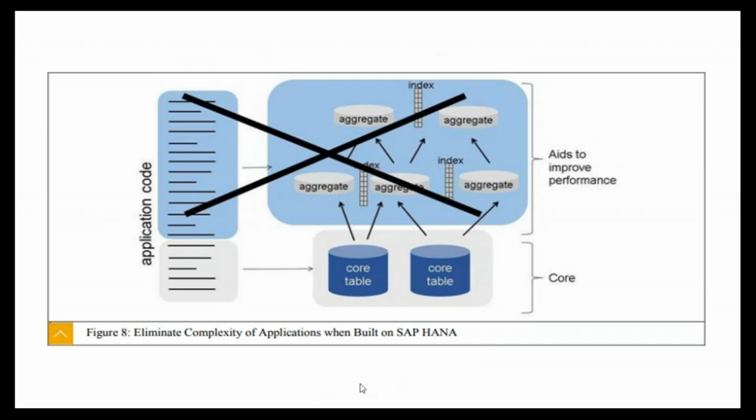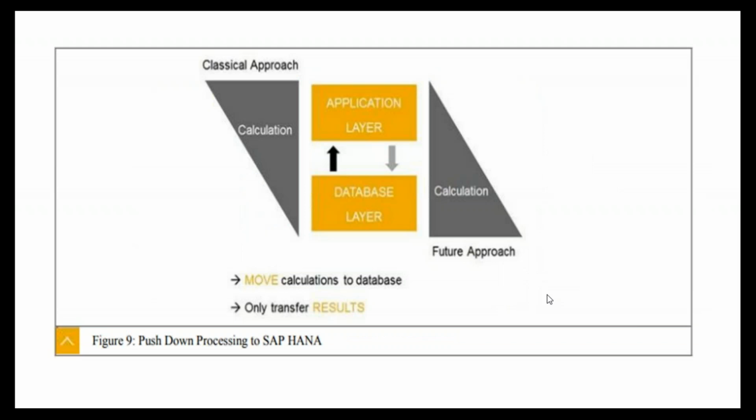So we eliminate the complexity of applications when built on SAP HANA. We are eliminating all these things now, and we can get the data directly from the database tables. Okay, so that is how we are doing it. So from the core tables we can get the data, but still not worry about the performance. And all the calculations that we do in the program.